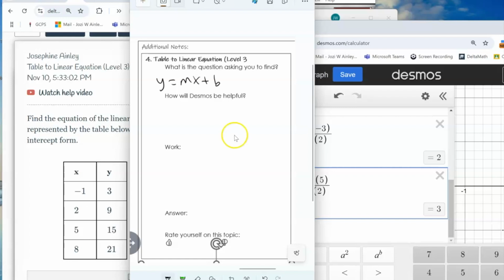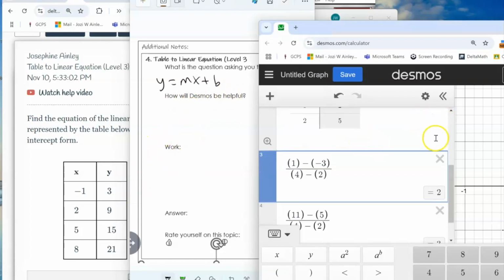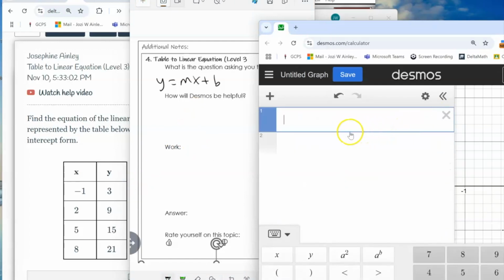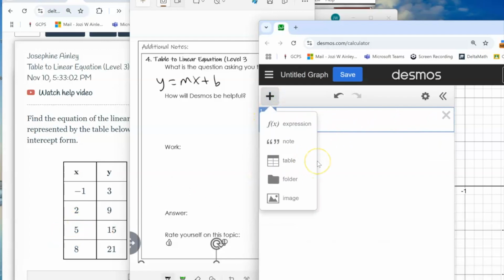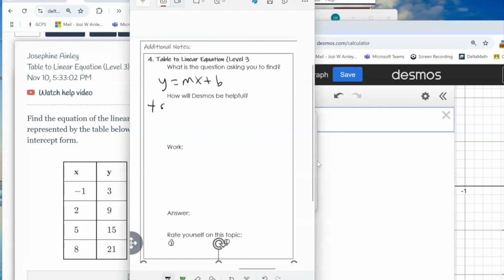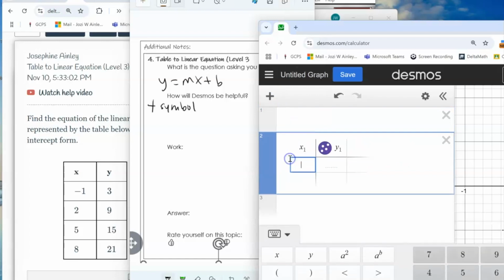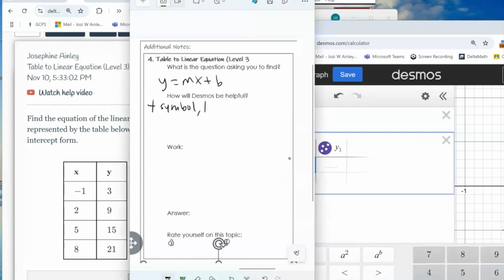All right, now that you know what it is, how will Desmos be helpful for you to do that? How do I use y equals mx plus b from a table in Desmos? Well, the question gives me a table. So first I have to put the question into Desmos. How do I do that? I press the plus symbol. And again, write your own notes because these are mine. This is what I understand: plus symbol, then table.